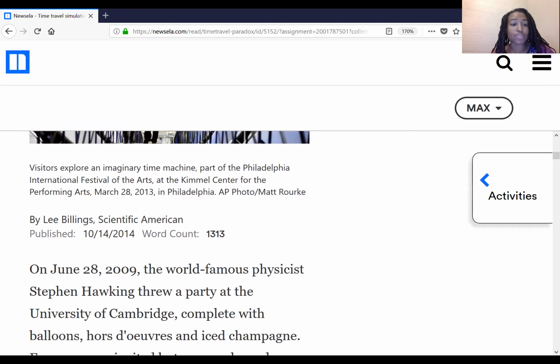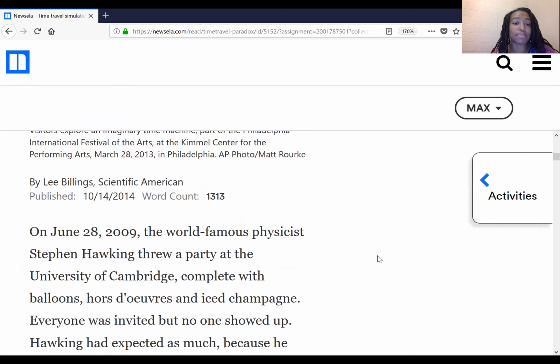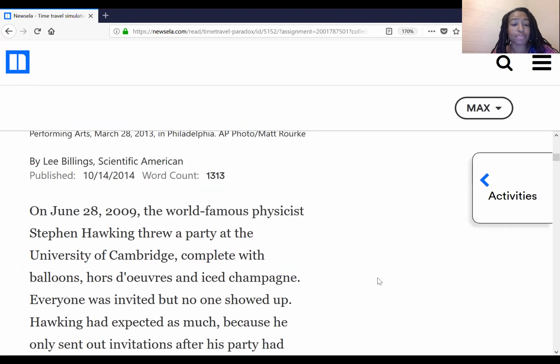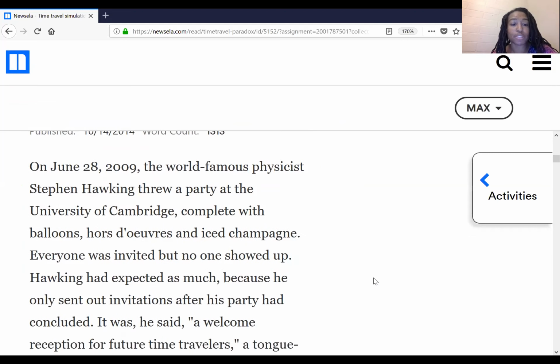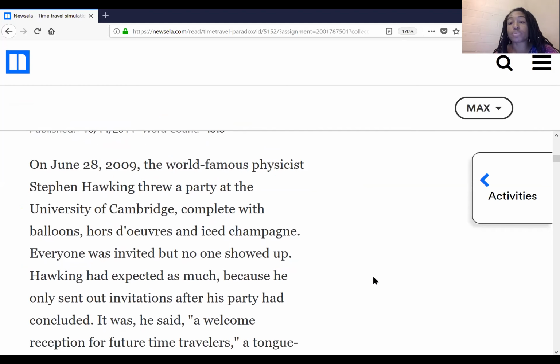At the Kimmel Center for the Performing Arts, March 28, 2013 in Philadelphia. AP, that stands for the Associated Press. Photo by Matt Rourke. Lee Billings, Scientific American. So this was published in 2014. Now remember the article we read yesterday kind of talked about what it means to time travel and the two different opinions. So we have the science fiction viewpoint as well as the scientist viewpoint.